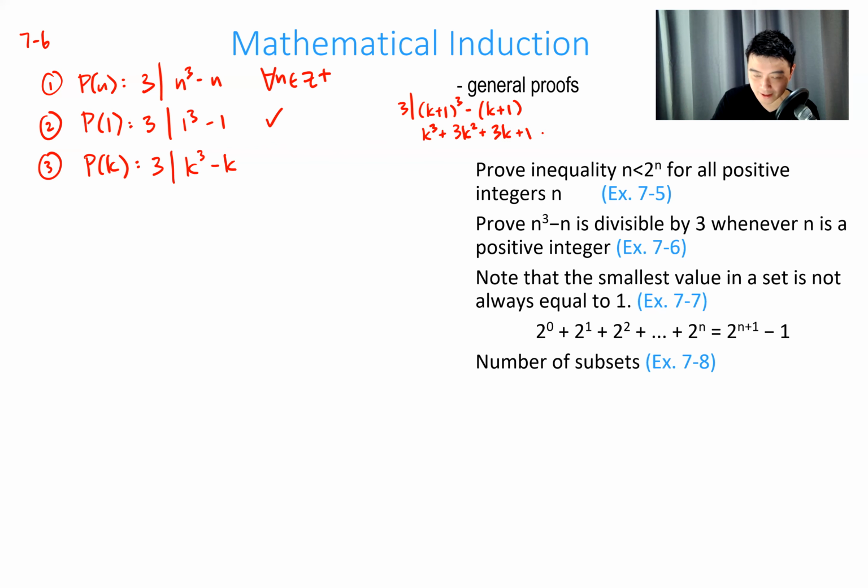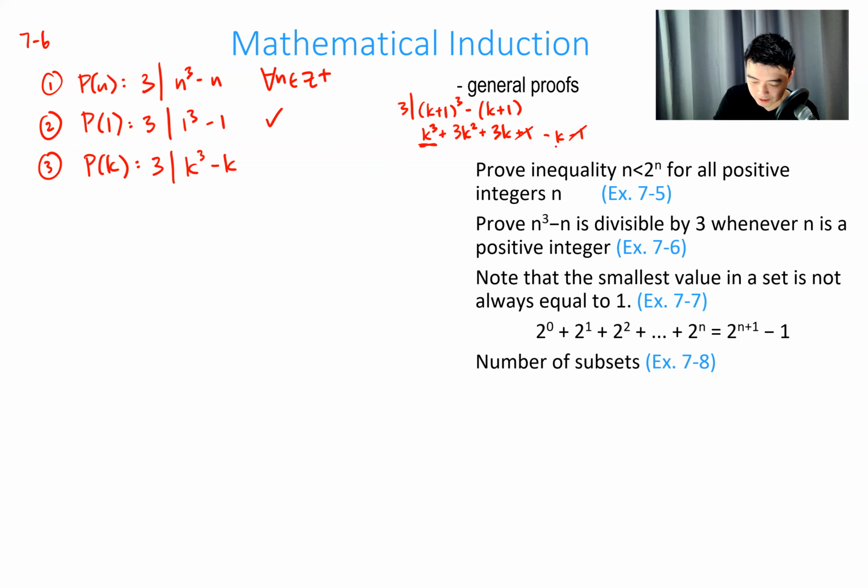So that is that. And then I'm going to minus k minus 1. So minus k minus 1. So please verify my math. But a couple of things you can see from this is that we have the plus 1 and minus 1 cancel out. And now we can also see that we have a k cubed minus k here.